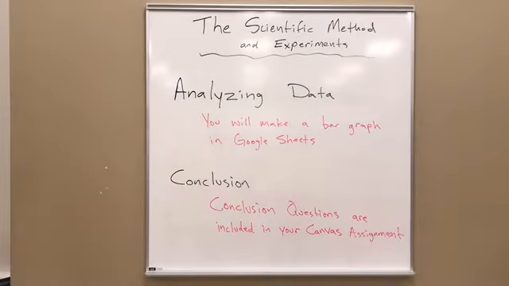All right, the last couple of steps in the scientific method are analyzing data and forming your conclusions. For both of those parts, you're going to have components of your Canvas assignment address those. So you'll be making a bar graph in Google Sheets to analyze the data, and you will be given some conclusion questions in your Canvas assignment that you'll have to answer.